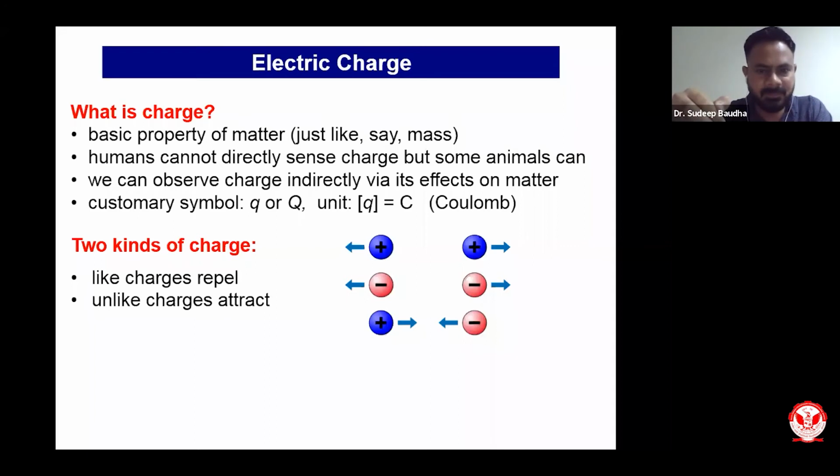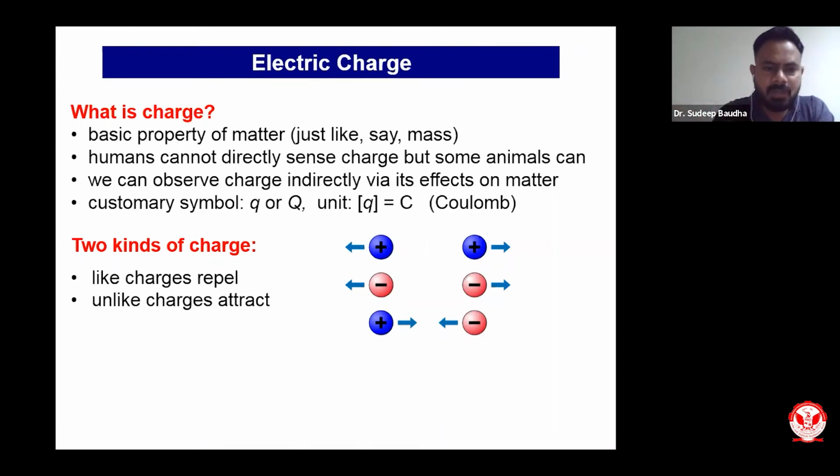Small q or capital Q is the fundamental symbol I will be using in my entire presentation. And the unit for charge, which I will refer to, will be Coulomb. So this is what charge is. If I denote q or capital Q, then please consider it as a charge or unit charge, and the unit of this will be Coulomb.